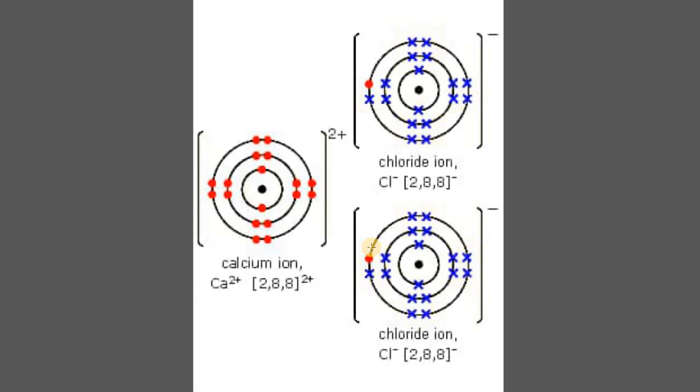So here, two chlorine atoms will come and accept one electron each from this calcium, and therefore there will be an interaction between the calcium ion and both of the chloride ions, and therefore the compound formed will be called calcium chloride.